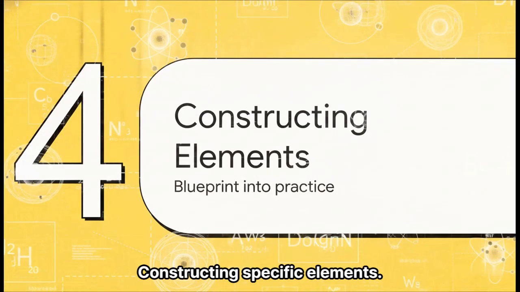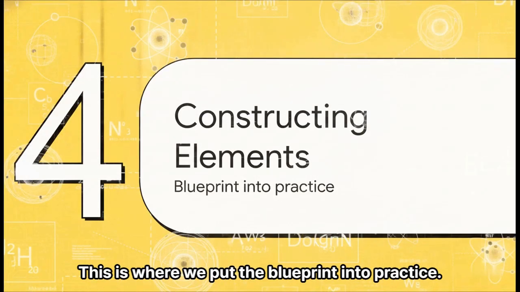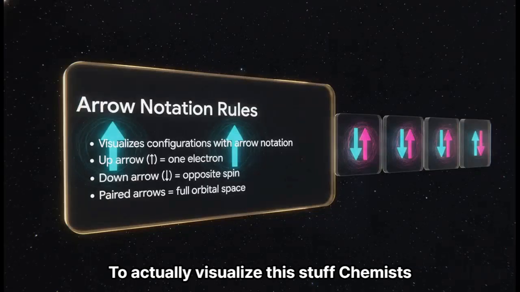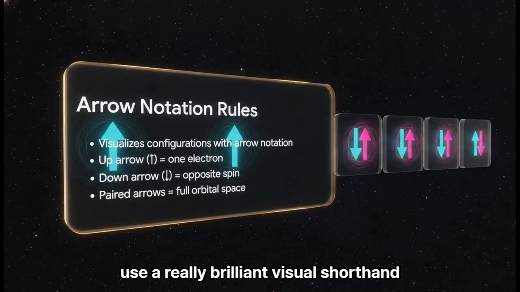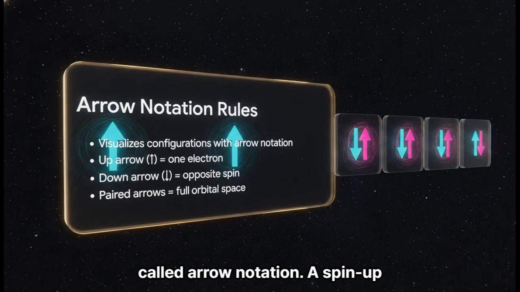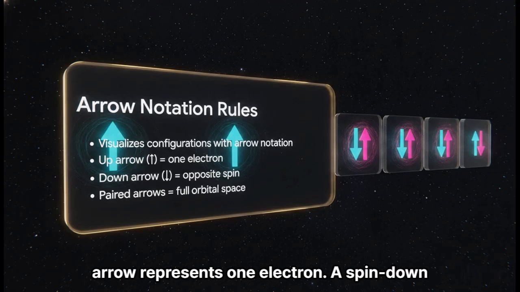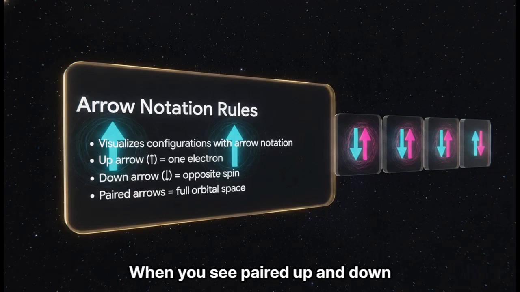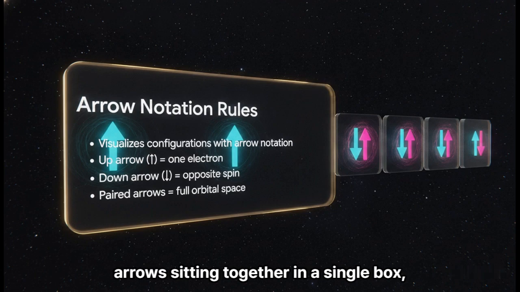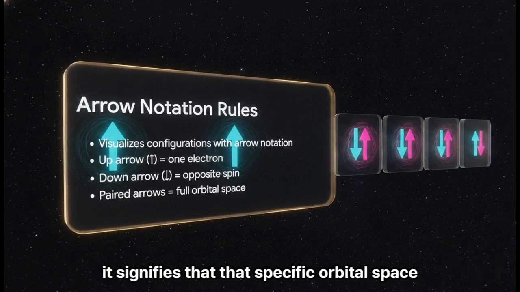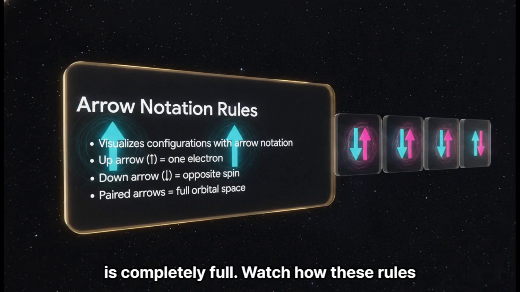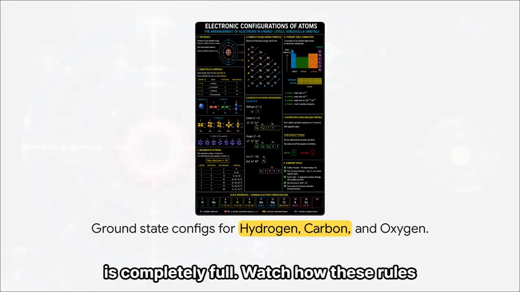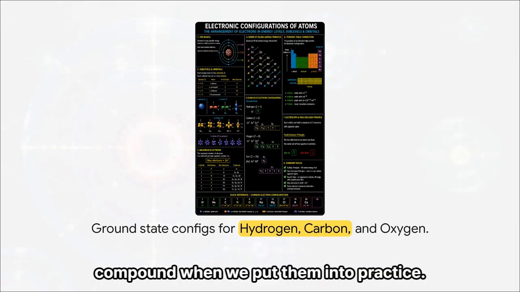Section 4. Constructing specific elements. This is where we put the blueprint into practice. To actually visualize this stuff, chemists use a really brilliant visual shorthand called arrow notation. A spin-up arrow represents one electron. A spin-down arrow represents an electron with the opposite spin. When you see paired up and down arrows sitting together in a single box, it signifies that that specific orbital space is completely full. Watch how these rules compound when we put them into practice.